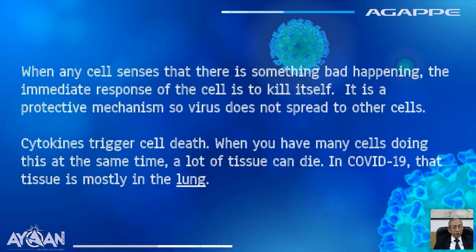Well, how does this come about? What is the explanation? When any cell senses that something bad is happening, the immediate response of the cell is to kill itself. For example, when the virus enters a particular cell, that cell will immediately kill itself. This is suicide. Because of this, there will be no further multiplication of the virus, and therefore new cells will not be infected. It is a protective mechanism so the virus does not spread to other cells. But at the same time, the cytokines trigger the cell death. When many cells do the same, more cytokines are released into the circulation, more and more cells commit suicide, and a lot of tissue therefore dies. In COVID-19, that tissue is mostly the lung tissue.